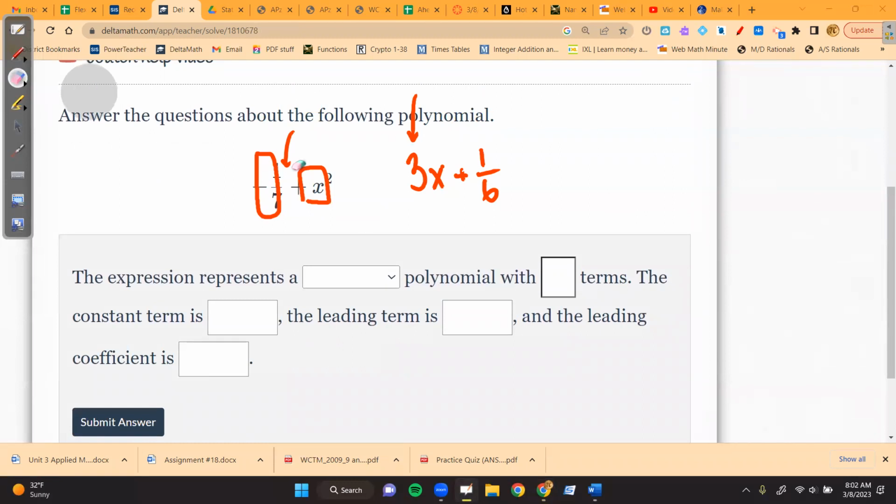The leading term I did by rearranging it into what we call standard form. So you look at this next polynomial here.